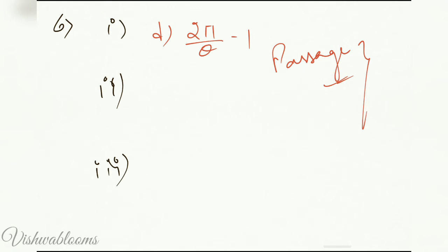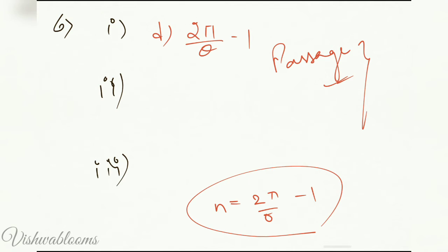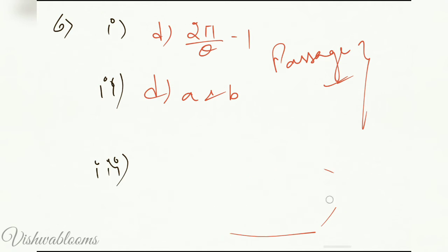Next, second question. Number of images formed when n is equal to 2 pi by theta minus 1 when the object is kept in between the mirrors. So in this case, the number of images formed is option D actually. Okay, so both A and B. So what is option A? In asymmetrical position, 2 pi by theta is even, and in symmetrical position. So it is in symmetrical position.